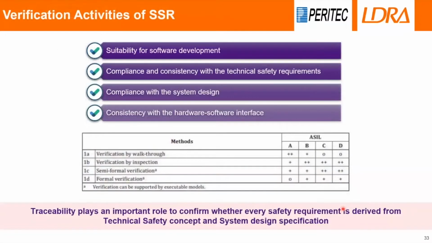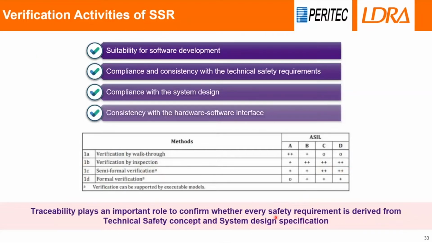And for the verification activity, you can see here that verification activities are defined in a table, which talks about walkthroughs for lower SIL levels. If it is a highly critical application, you need to do the verification by inspections. And formal verification is just a recommendation. If you have formal tools, you can do it. Otherwise, semi-formal verification can be done by using automated tools. So traceability plays an important role in verifying the software safety requirements.